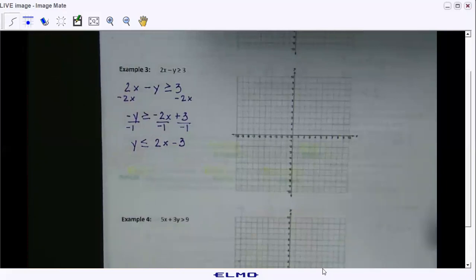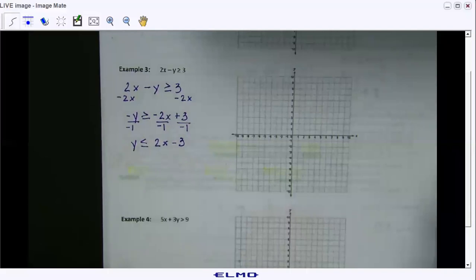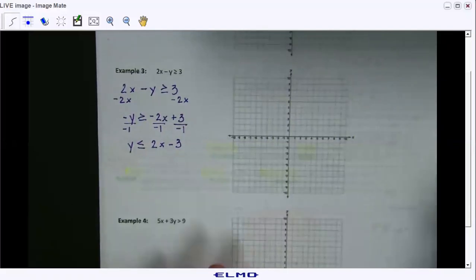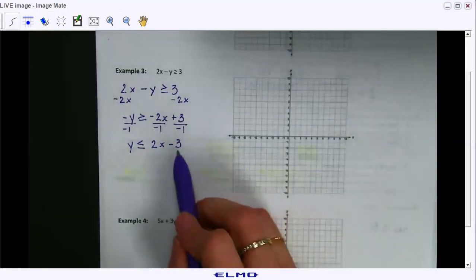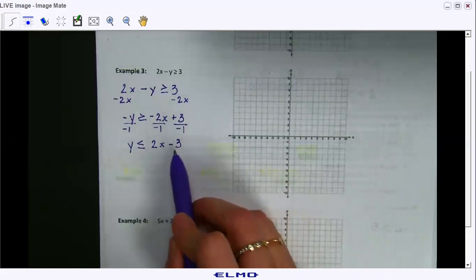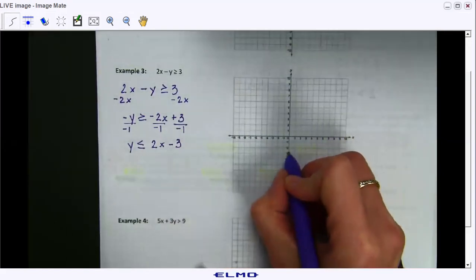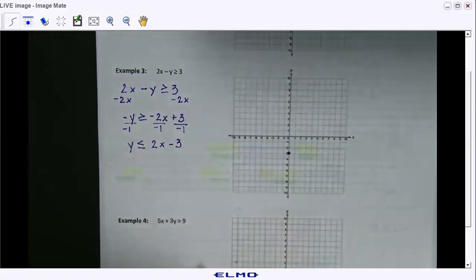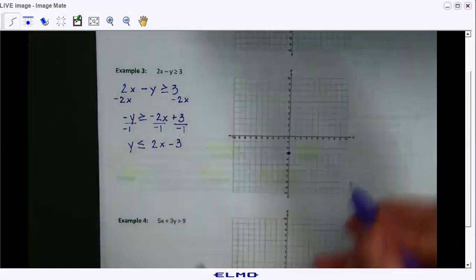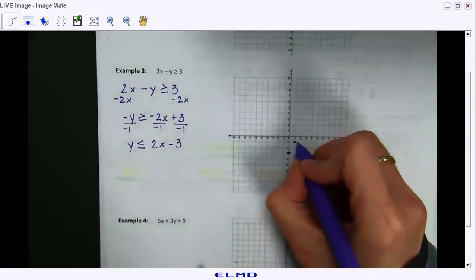Okay, now we're going to graph this inequality. So the first thing we want to do, and this is in your notes on the front page, is that we want to plot our y-intercept at -3. So we're going to plot a point at -3. And our slope is 2, so we're going to rise 2, run 1.